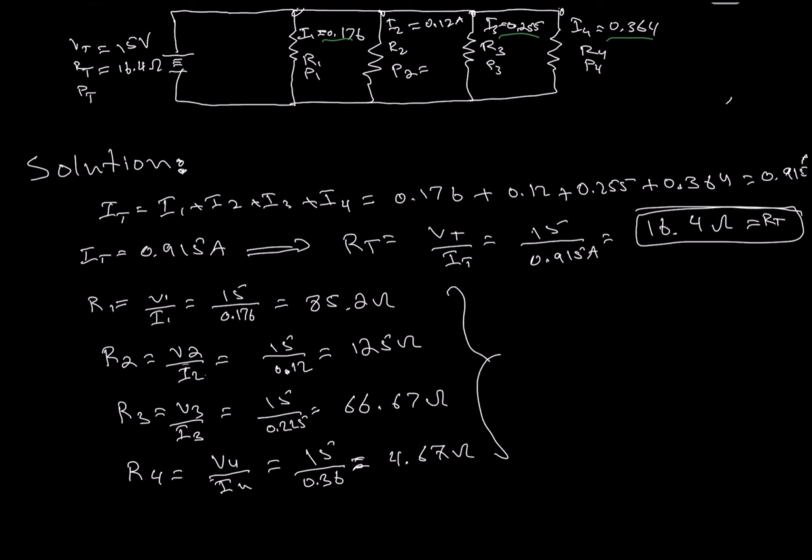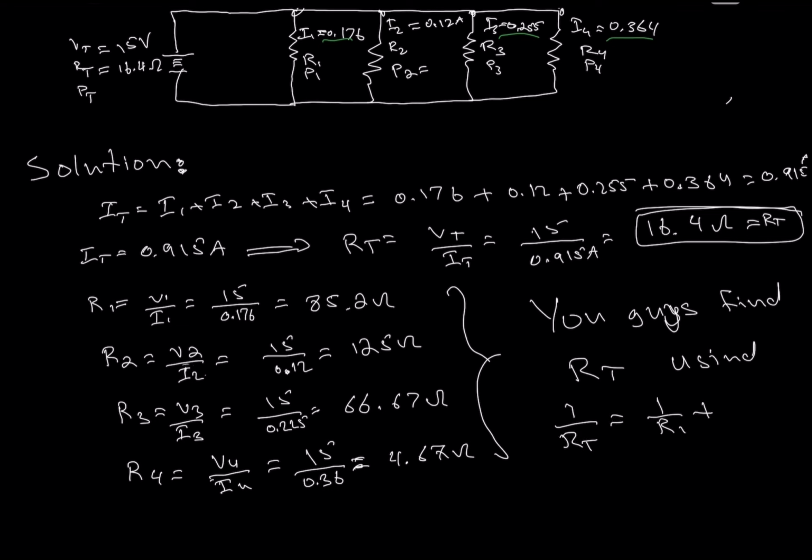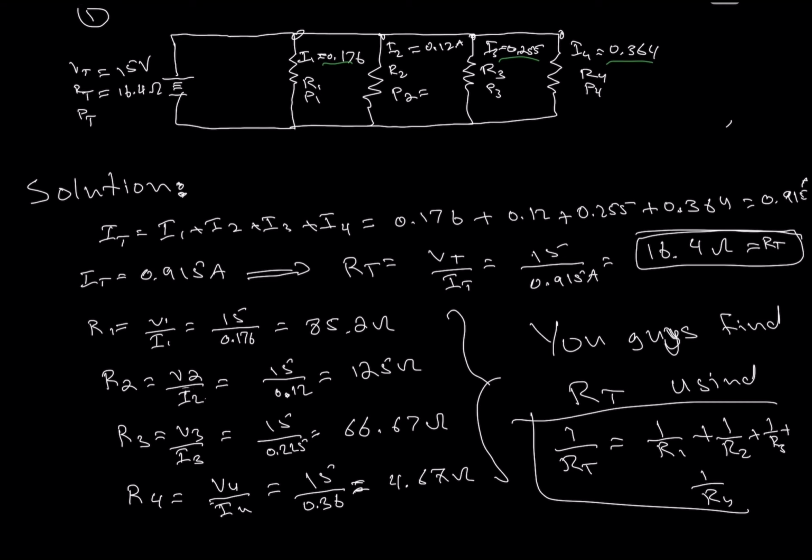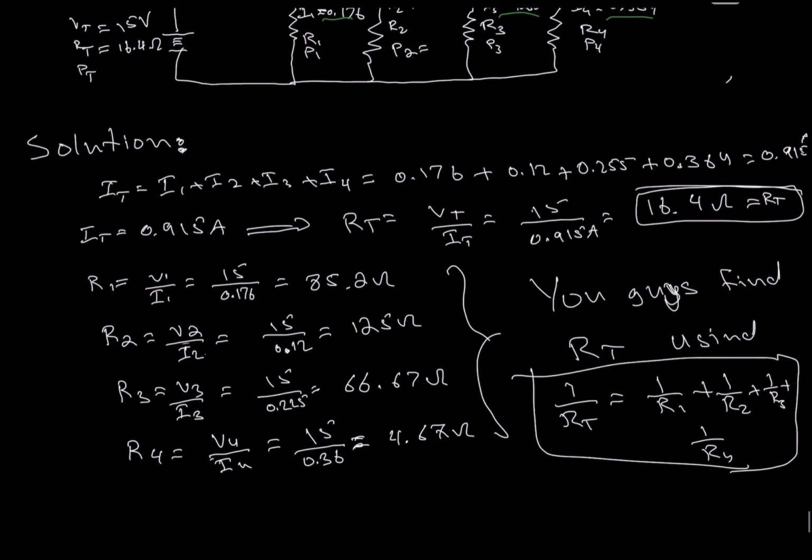So for RT, you guys find RT using this formula: 1 over RT is equal to 1 over R1 plus 1 over R2 plus 1 over R3 plus 1 over R4. And tell me if your answer matches with this, which will still give you 16.4 ohms or not.